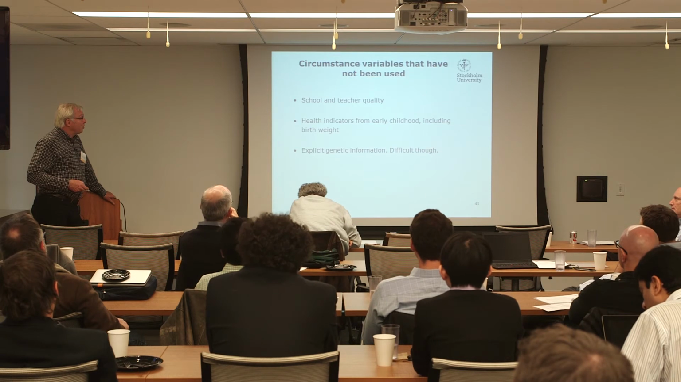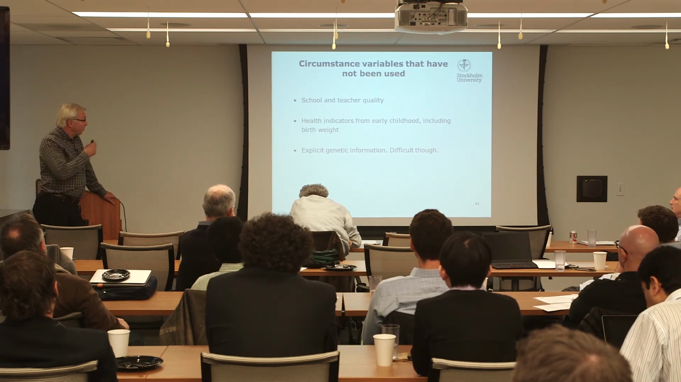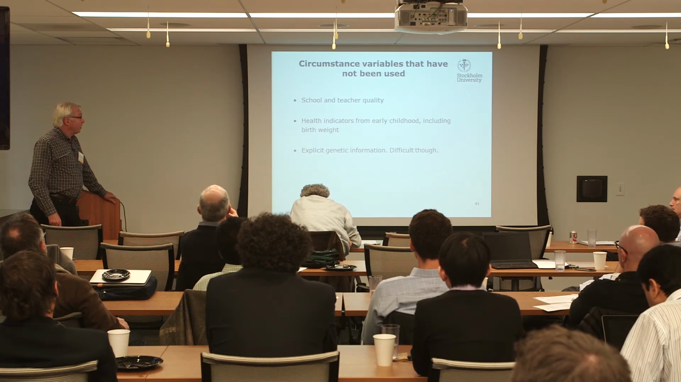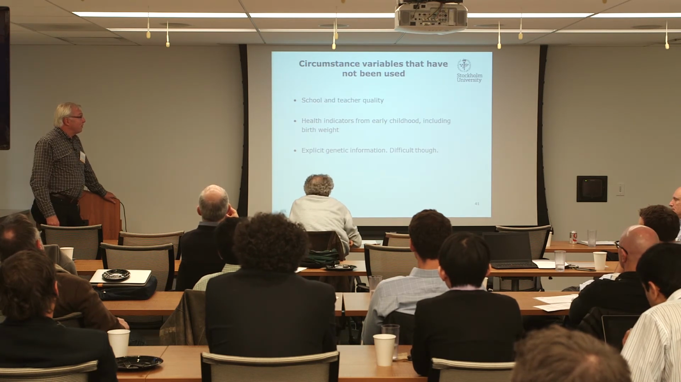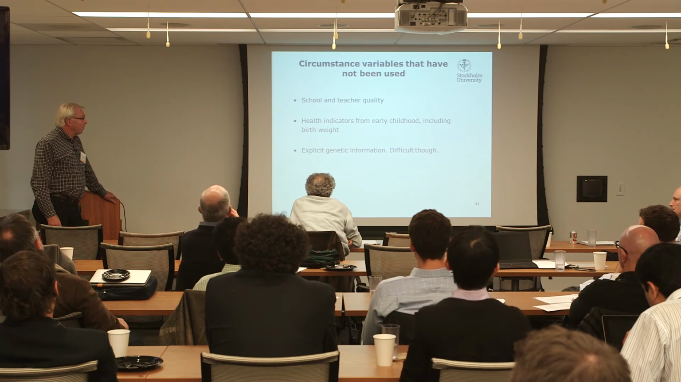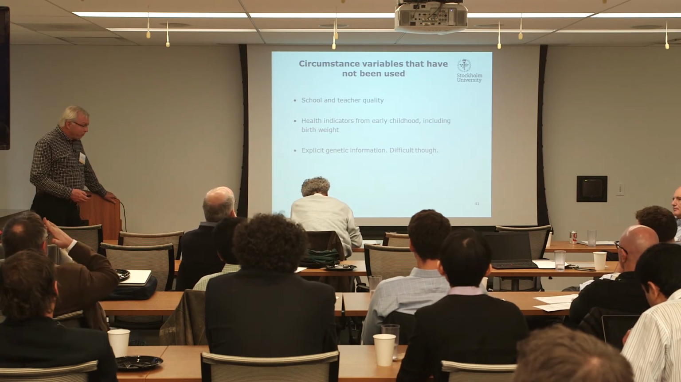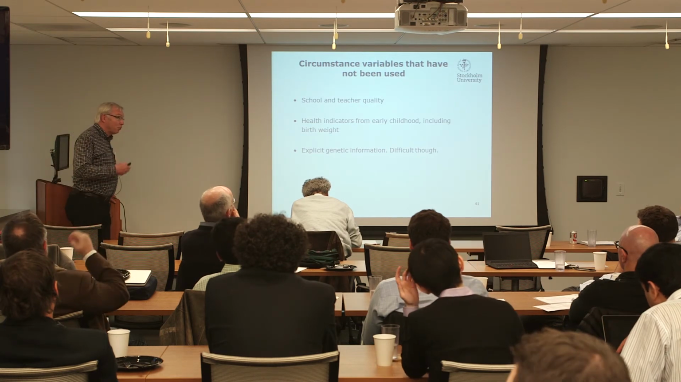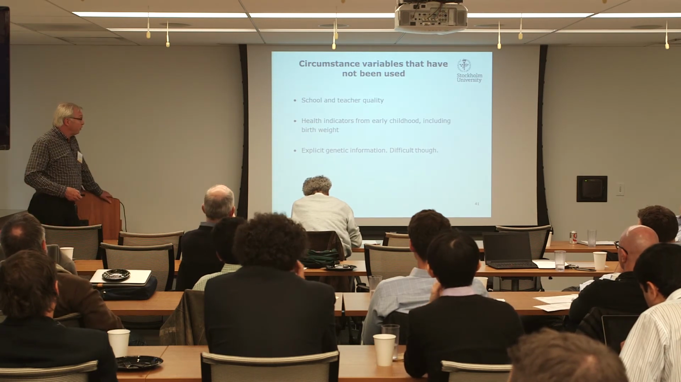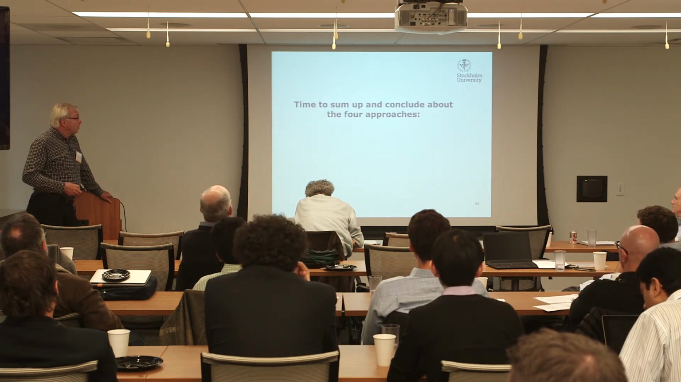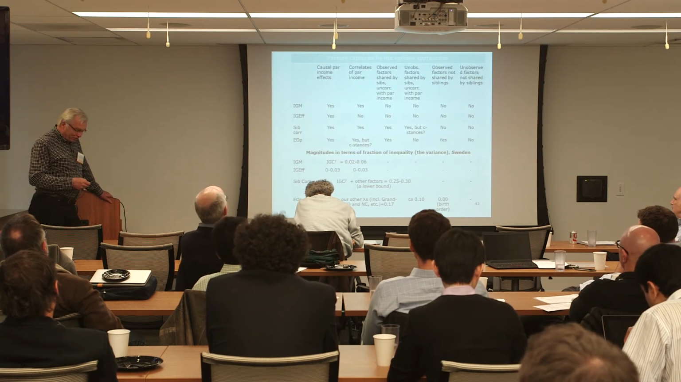There are also many circumstance variables that have not been used, and when I have shown this to people from this equality of opportunity literature, they become really excited. There's very little used about school and teacher quality. Health indicators from early childhood have not been used. And of course, explicit genetic information would fit very well into this framework, but that seems to be very difficult to use today.